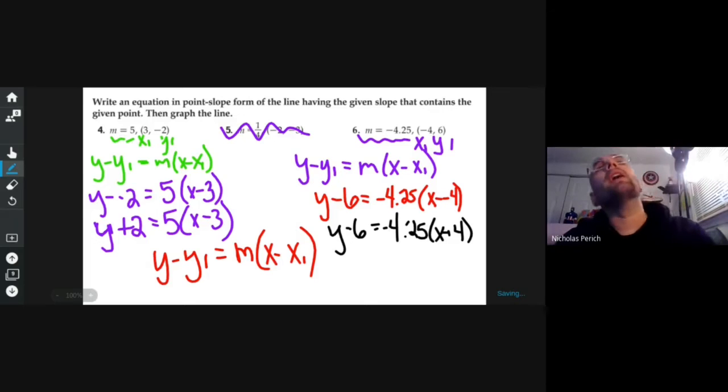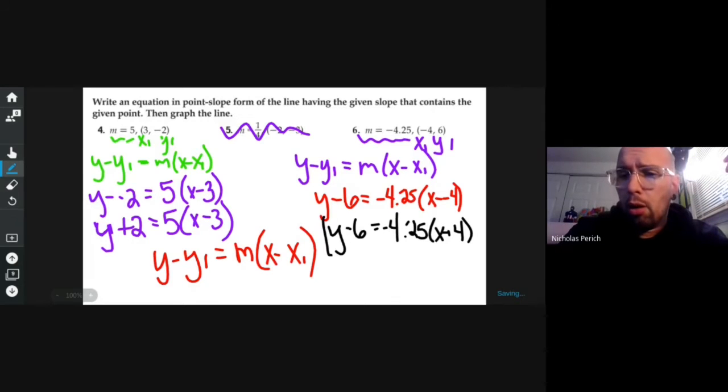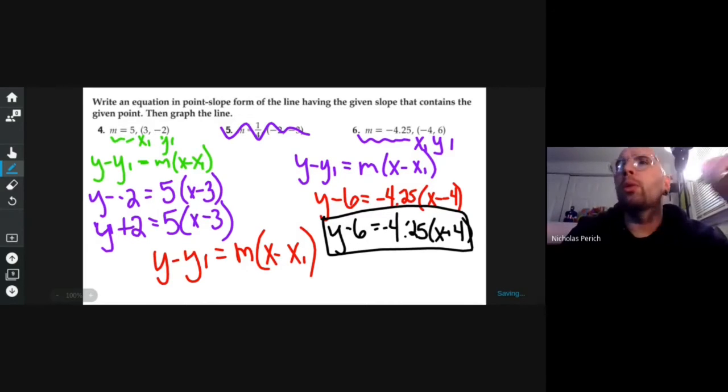Now, if you gave an answer that looked like this on a quiz, on a test, on a computer, whatever thing we use nowadays, I would be perfectly fine with that. That is an equation. A lot of teachers might say, no, you really should change that into slope-intercept form, distribute that guy, and then add 6 to both sides.